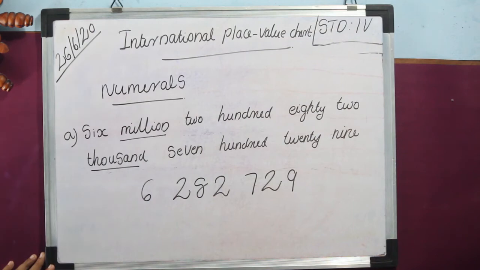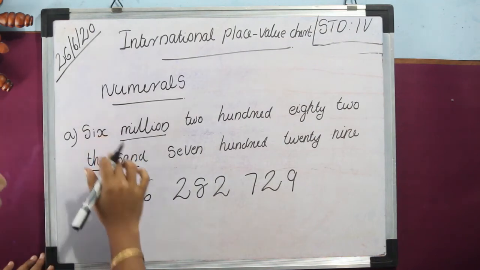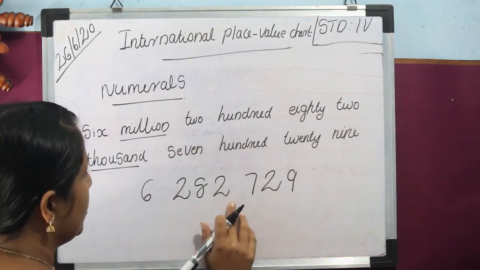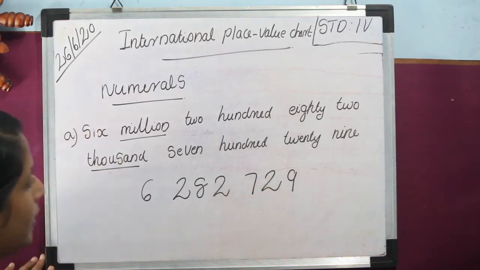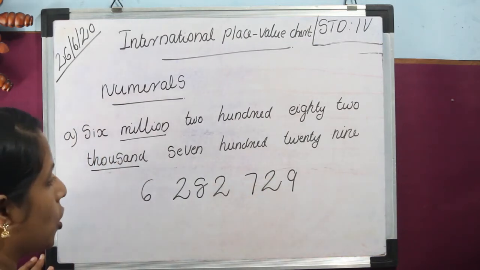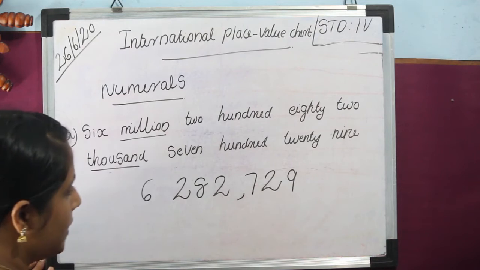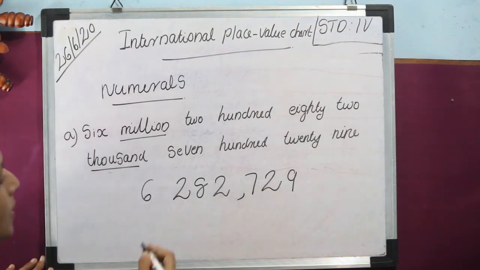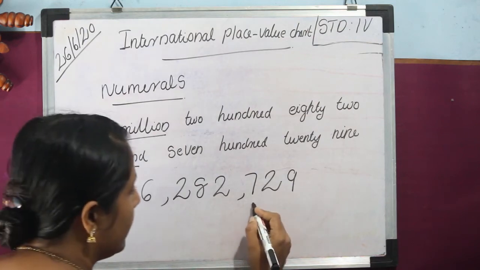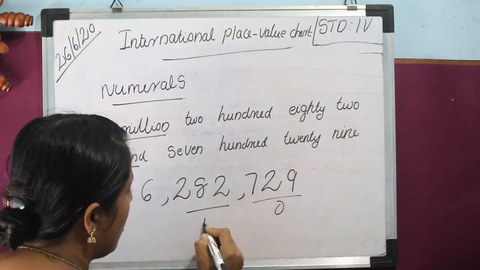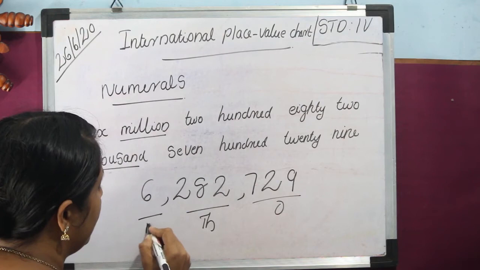Okay. So we write only the numbers, that is 6, then 282, last is 729. Next we want to insert commas. Based on the international place value chart, the first comma comes after the hundreds place and the second comma comes after the 100,000 place. So we insert commas: 6,282,729. In this section, this is including ones, and this is thousand, and this is million.